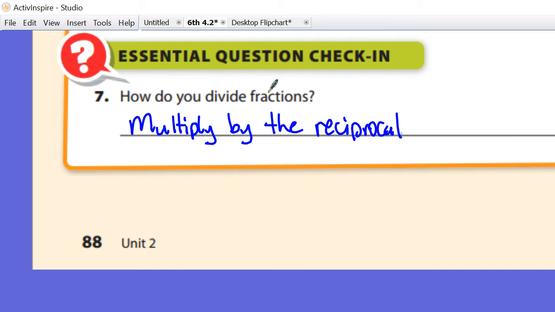And you could just end it. That answer really is kind of good enough. You multiply by the reciprocal. I'm going to add a little bit to that. The reciprocal of the second fraction.